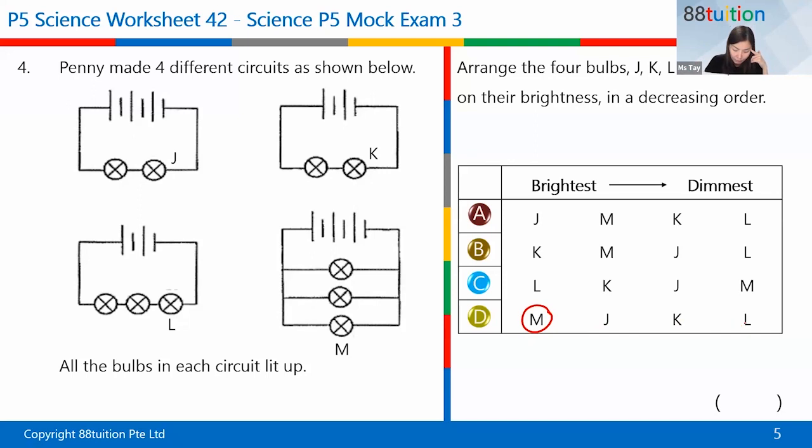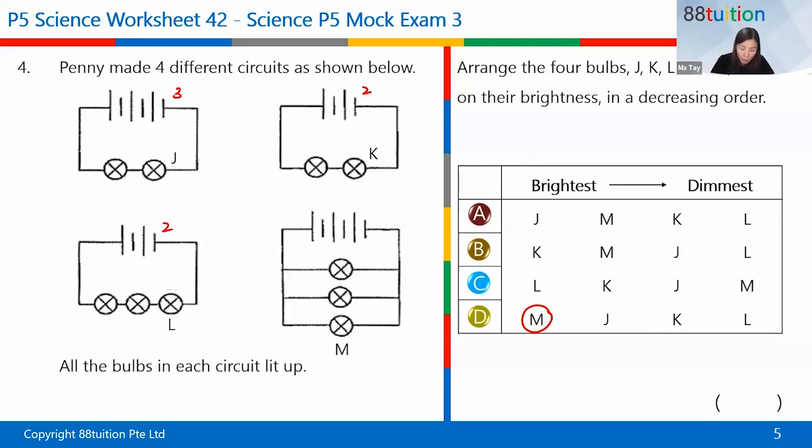Let's take a look. Now you compare the number of batteries. Okay, so here you have 3 batteries, right? Here you have 2. Here you have 2. Correct? But yes, Gordon. Can I just ask something? Shouldn't J be the brightest because there's 2 bulbs and M has 3?